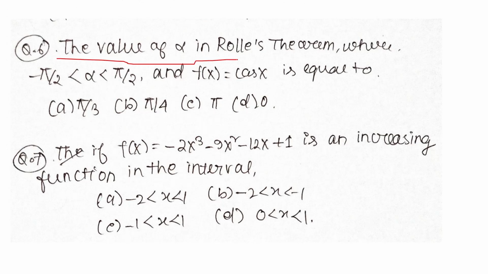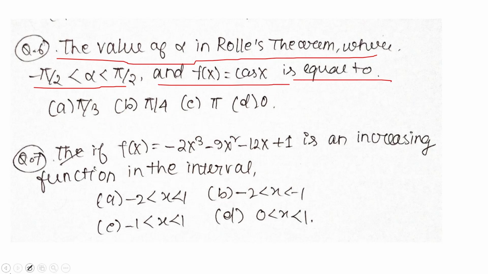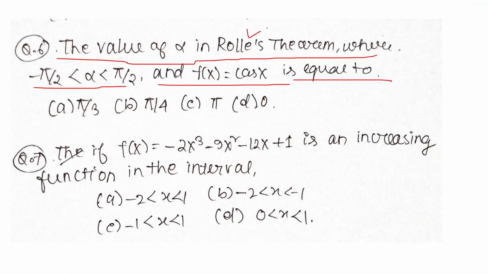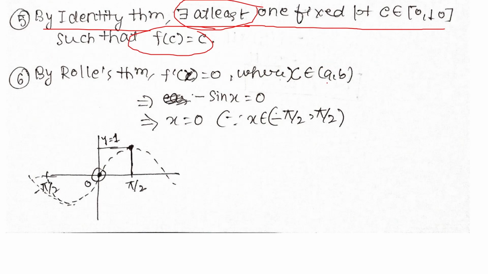What is the value of alpha in Rolle's theorem, where alpha is in between minus pi by 2 and pi by 2 and f(x) equal to cos x? We actually evaluate the value of alpha. So again, by taking Rolle's theorem, what Rolle's theorem says is that there always exists c belongs to the given interval (a, b) such that f dash x equal to 0.